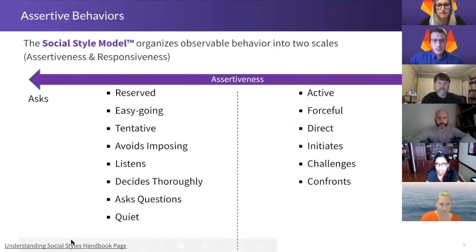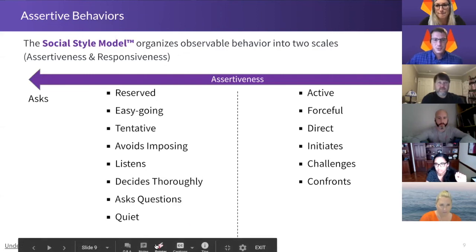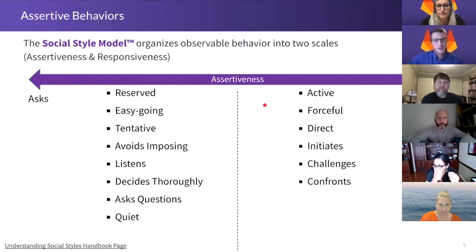And then in the social styles model, there's kind of two scales of behavior. There's assertiveness and responsiveness. Now on the model, if you're more on the right, you're more of a tell. So you might be a little bit more active. You might be a little bit more direct. You might challenge. And then if you're on the left side, you're maybe a little bit more reserved, easygoing, tentative. You might ask questions.